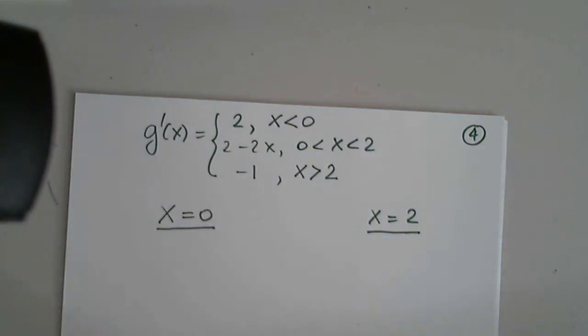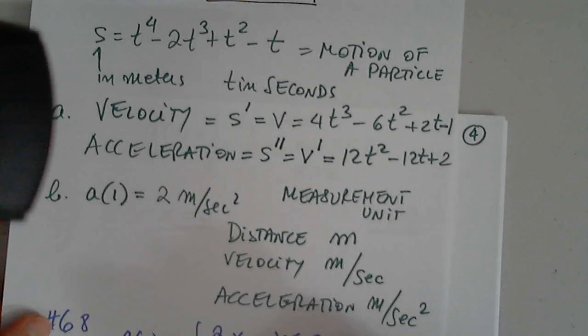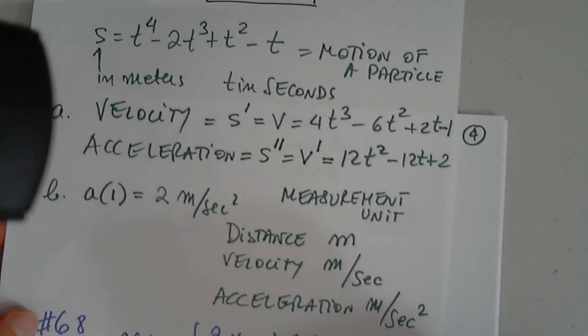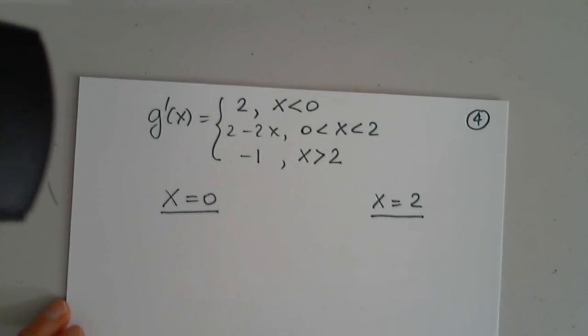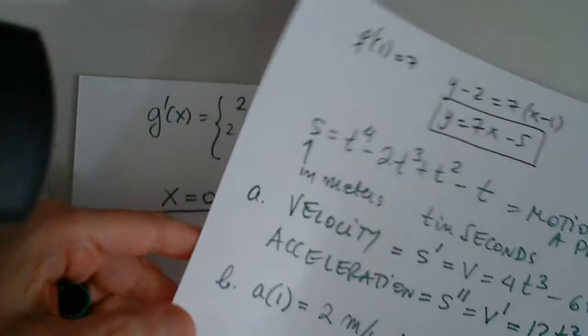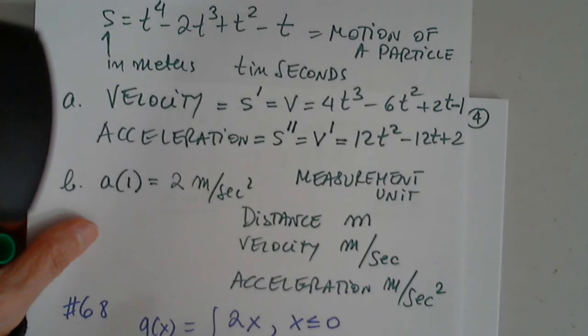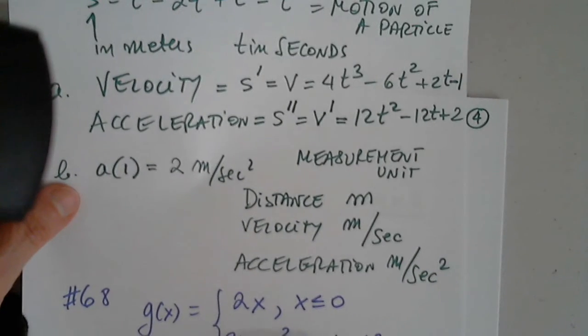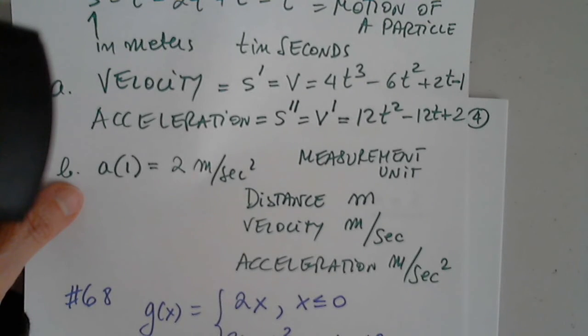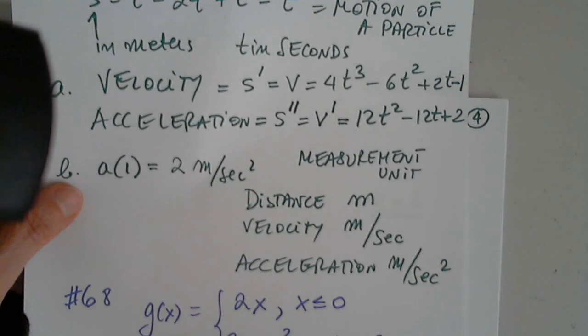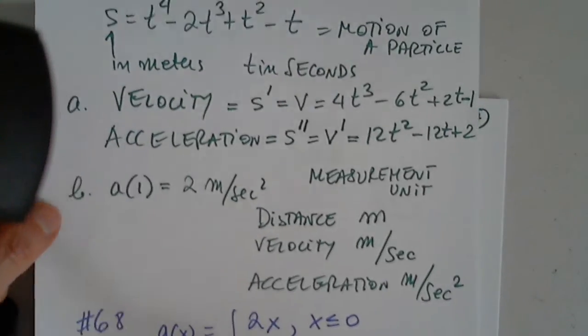If this function is continuous, it doesn't mean that it's differentiable. It can still have a corner or a cusp or a vertical tangent. Not in this case, but it can still be not differentiable at those points. So, is this function continuous at 0? Yes, the limit from the left of 0 is 0, and the limit from the right of 0 is 0. Is it continuous at 2? Yes, from the left of 2 it's 4 minus 4, which is 0, and from the right of 2 it's also 0. So I know it's continuous everywhere.